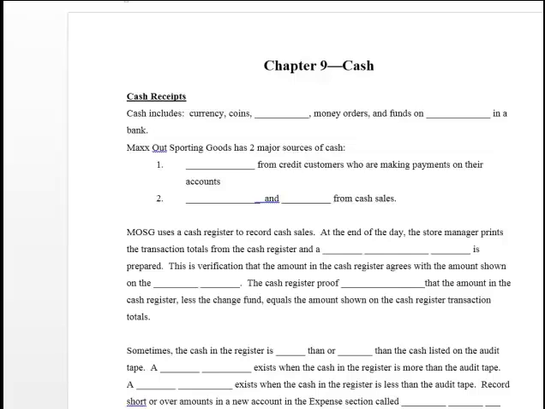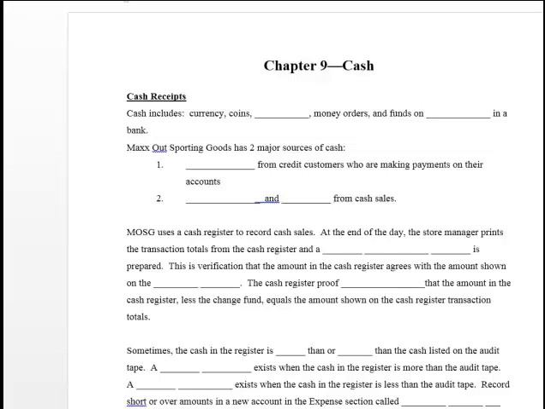We're going to record short or over amounts in a new account, which is in the expense section, called Cash Short or Over. That's the name of the account. If the account happens to have a credit balance, it's treated like a revenue. So if you have more cash in your drawer at the end of the day, you just made the business some money, some revenue. If the account has a debit balance and you gave out too much change, it's treated as an expense. So we're going to look at some transactions here that might occur.